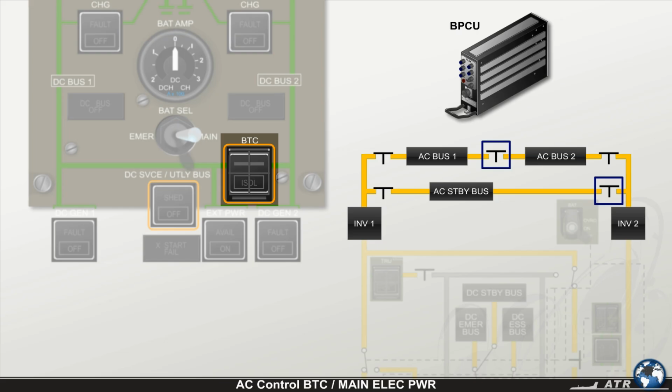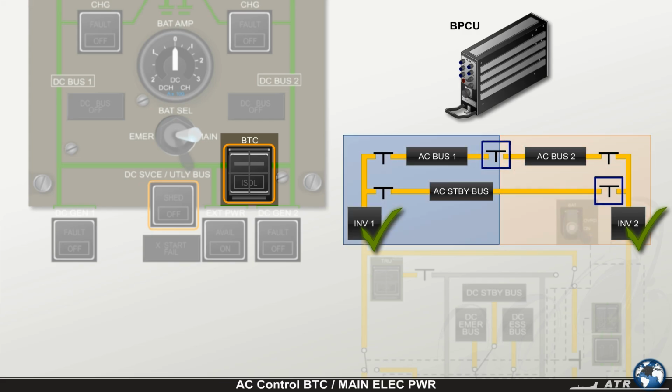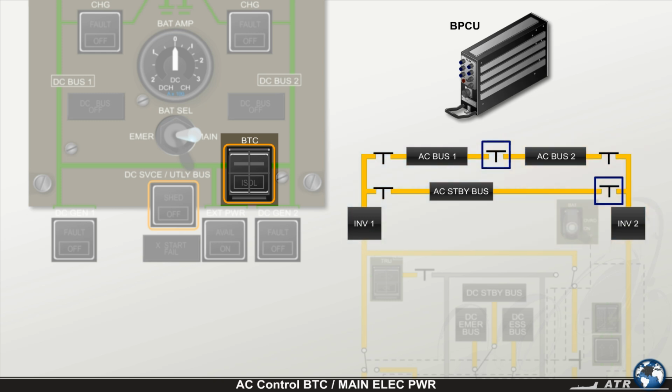Under normal operating conditions and with both static inverters operative, the bus power control unit commands the AC bus tie relays in the open position, and the networks of the two inverters work isolated from each other. In case one inverter fails, the bus power control unit automatically commands the respective AC bus tie relay to close, and the remaining inverter provides the affected buses with electrical power.